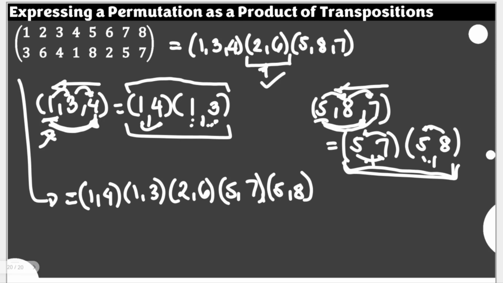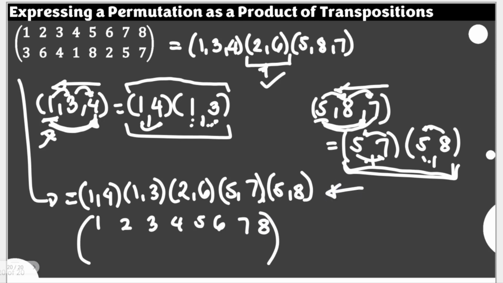Now, of course, if you're not convinced with that, you could always check. 1, 2, 3, 4, 5, 6. That's 6. Let me repeat that here. 6, 7, 8. If the product of these 5 transpositions will return the given permutation, that is already correct.